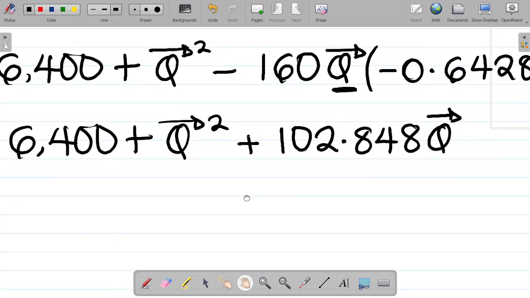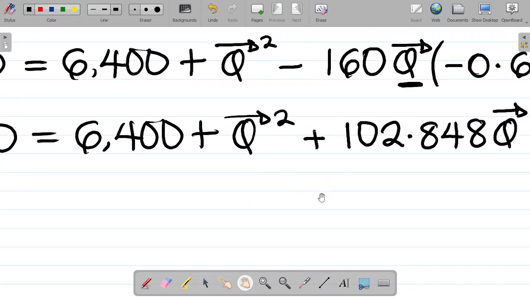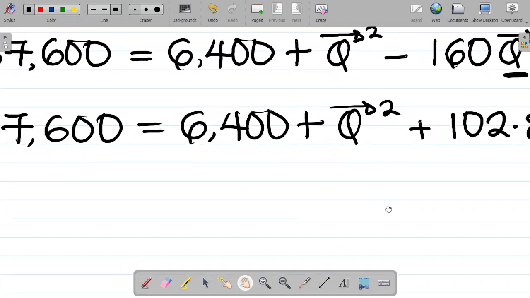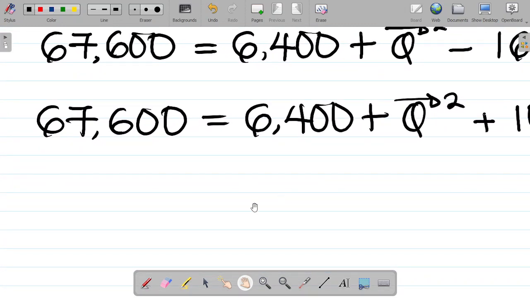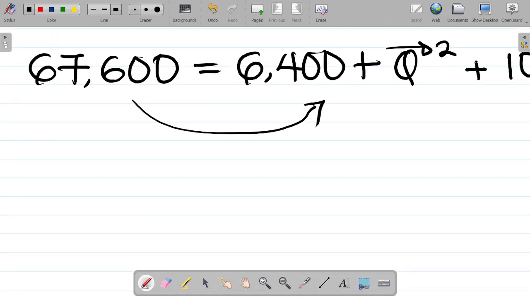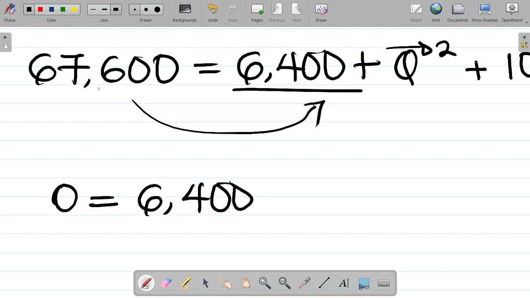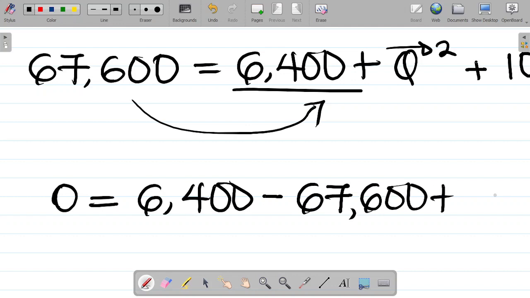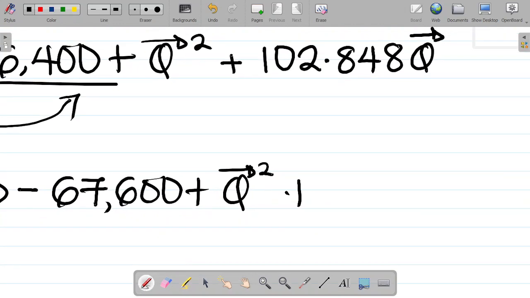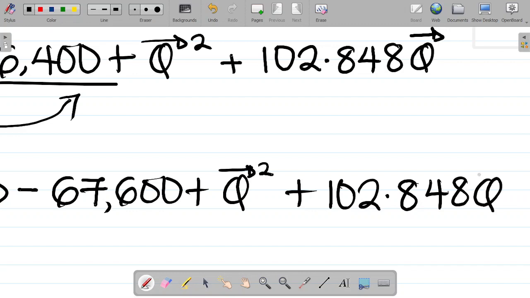All right, so my next task is that if I look at this, I want to get q. This looks like a quadratic equation, so I have to arrange this in quadratic form. Before I do this, my first task will be to bring this value over here. If I bring it over here, I'm left with 0. So 0 will be equal to 6,400. This comes here and becomes negative; from the left hand side to the right hand side, it becomes minus 67,600. Then plus q squared, then plus 102.848 q.